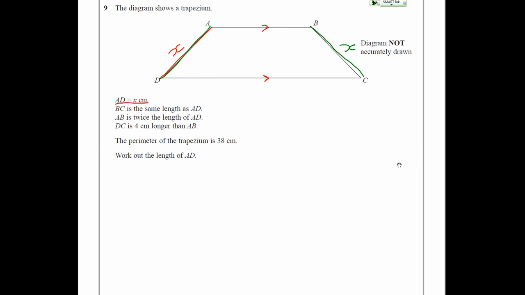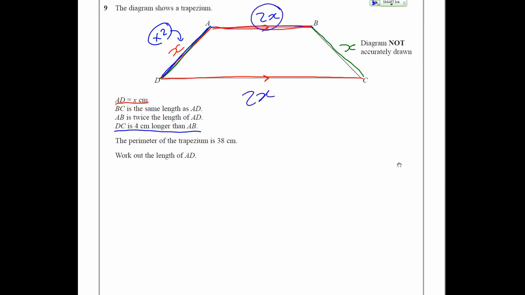AB is twice the length of AD. Okay? So let's look at this. AB is twice this length. So it's timesing it by 2. What do you get when you times X by 2? 2X. Okay? Fine. DC is 4 centimeters longer than AB. So here's AB, here's DC. So we've got this one, 2x, and then we add on 4, because it's 4 longer. So we've labelled the whole shape for us. Okay, so that's a good thing to do.